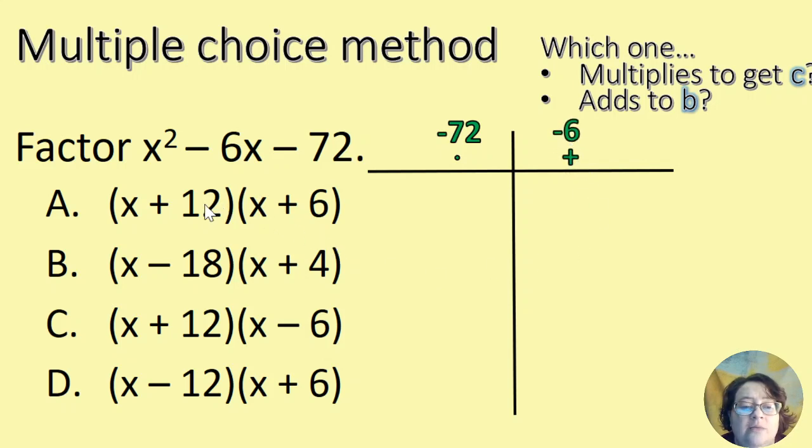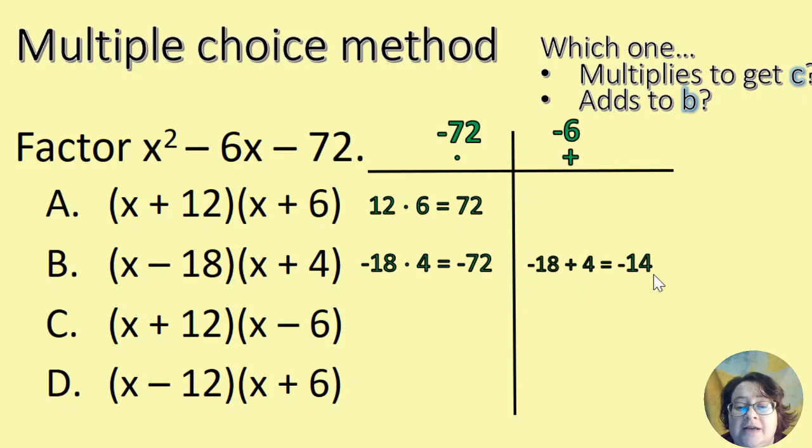So I start out with 12 and 6. Well, 12 times 6 is 72. That's not negative. That doesn't work. I don't have to add because it's not an option anyway. So I go to my next one. Negative 18 and positive 4 do give me negative 72. So I got this. Now I need to add them together. Negative 18 plus 4 is negative 14. That's not what I need. I try the next one.